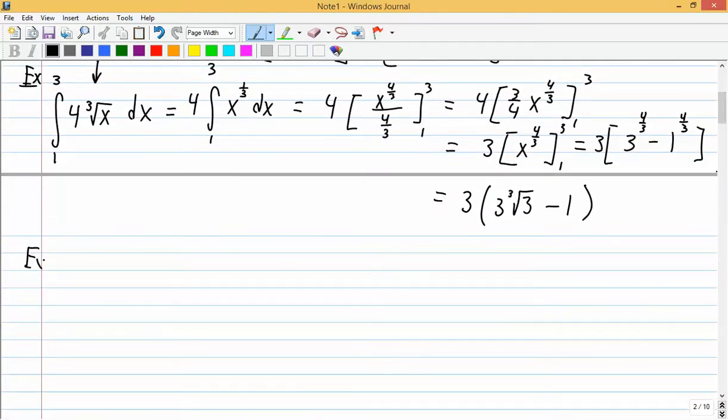All right. Let's look at this example. The integral from 0 to pi over 4 of secant squared x dx. Alright, so we all know that the derivative of tangent is secant squared. So that means that the integral of secant squared is tangent. Right? Again, the derivative of tangent is secant squared, so the integral of secant squared is tangent.